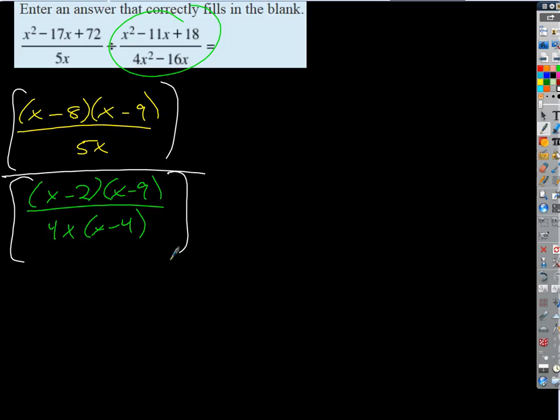Okay, so at this point, what's our domain? What numbers do we have to exclude? Yeah, because I've got to look at the denominators of both expressions, right? Can't divide by 0. So x cannot equal 0 because of that guy and that guy, and x cannot equal 4 because of that guy, right? So now what's next?